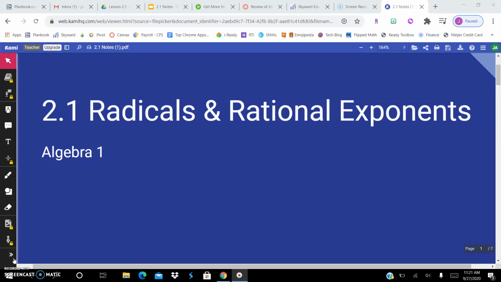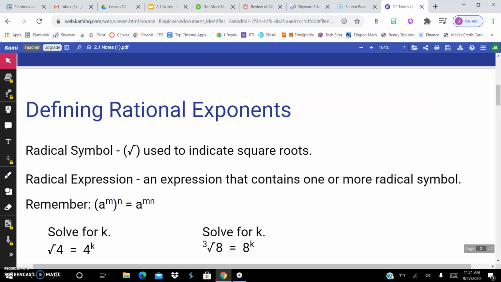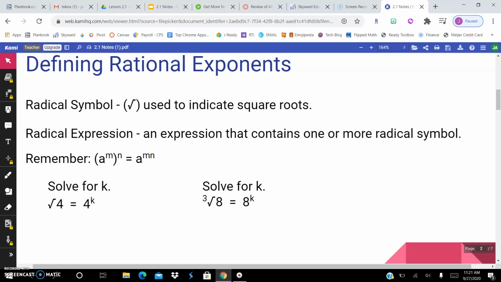Today's lesson is on radicals and rational exponents. So, dividing rational exponents, we need to remember what a radical symbol is. A radical symbol is simply just the square root sign. You probably just call it the square root sign and not the radical symbol, but it actually has a term associated with it. And that sign is used to indicate when you have to take the square root of something.